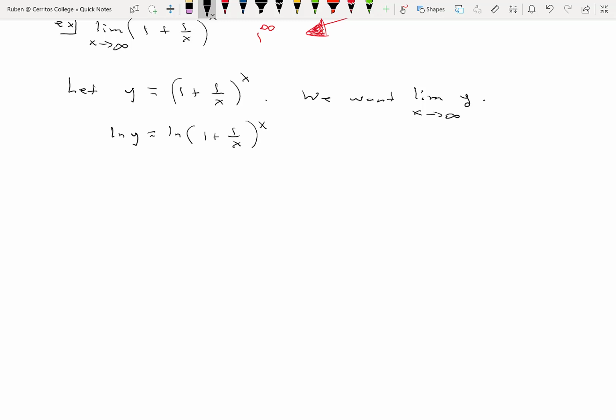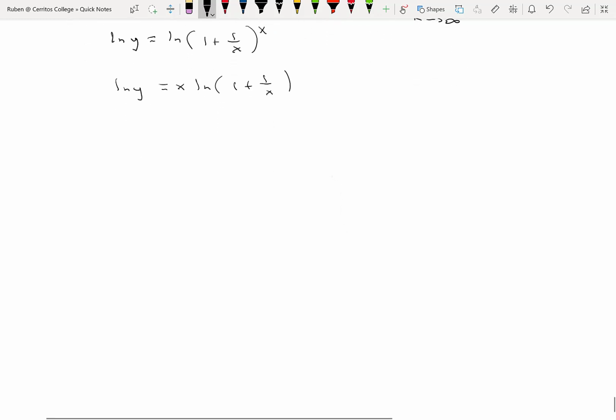Okay. Then I'm going to use the third of the big three properties. It brings the exponents and turns them into coefficients. Now this isn't our original function. This is the log of our function. So I'm going to take the limit of both sides as x approaches infinity. I want the limit of y, but I'm going to be satisfied with the limit of the natural log of y.